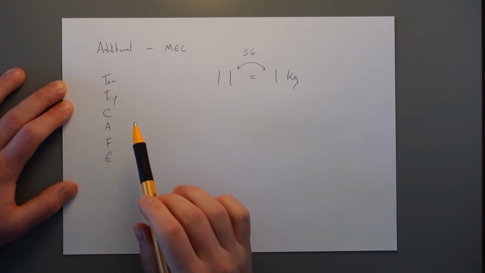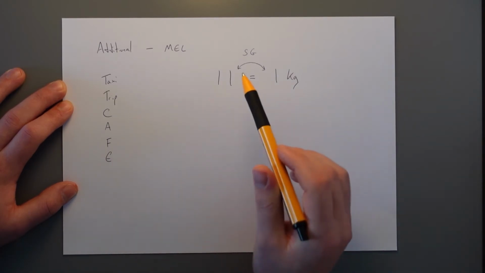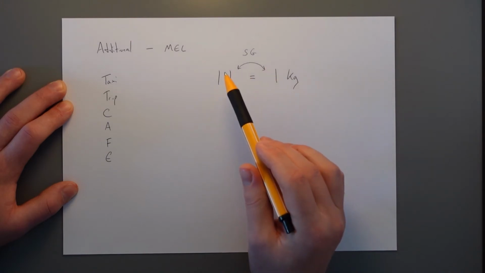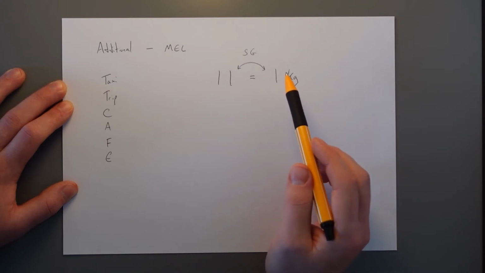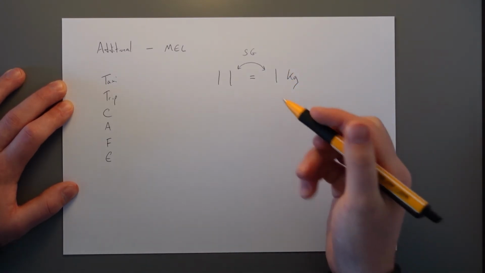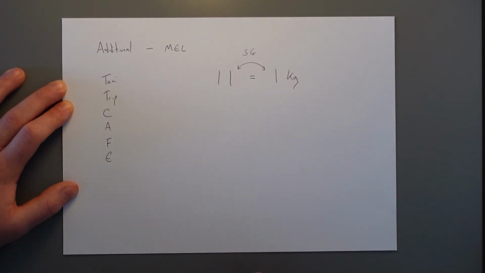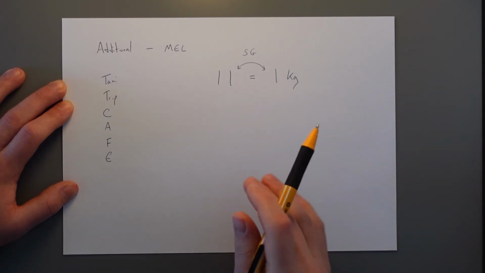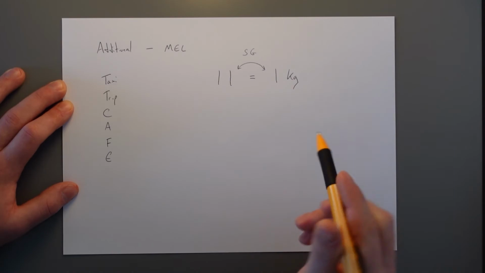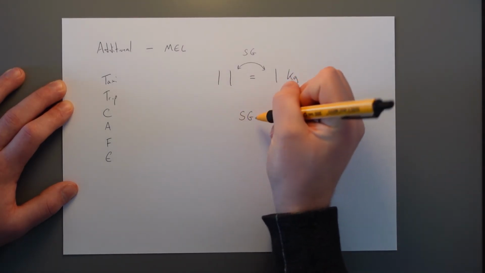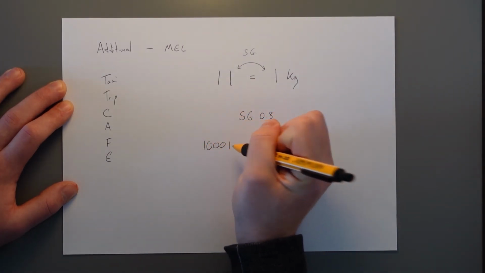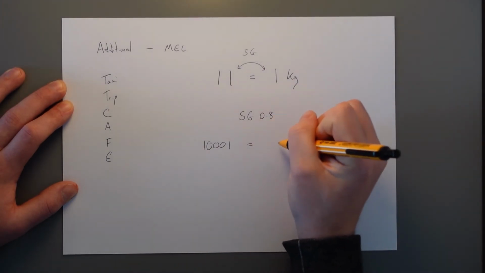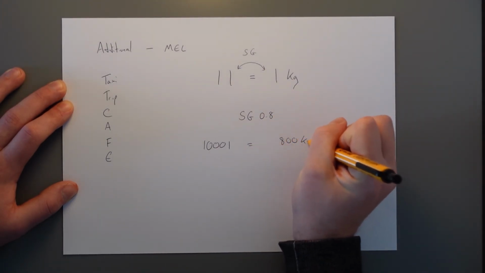Now, fuel weighs less than water, so its specific gravity is not going to be 1, otherwise we're going to be overestimating how much fuel we have. So for example, fuel typically will have a specific gravity of around 0.8 because it is less dense, it's lighter than the same amount of water. So if our specific gravity of fuel is about 0.8, then 1,000 litres of fuel would only weigh 800 kgs.